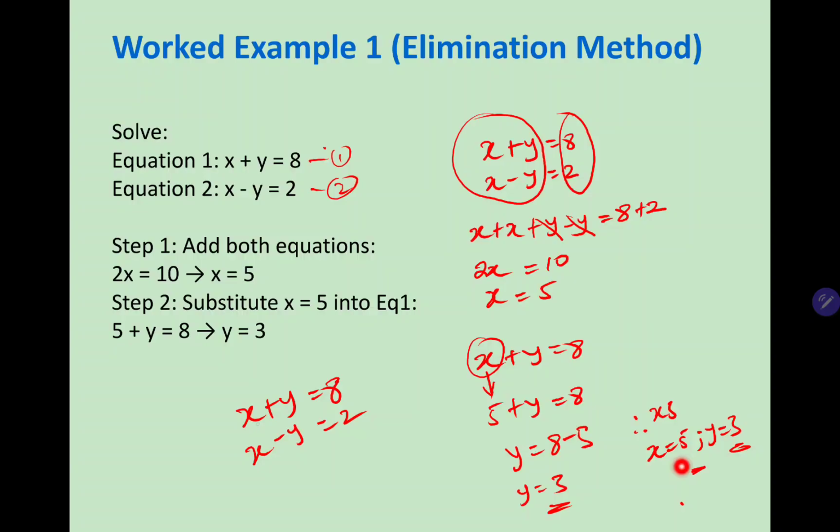If x is 5 and y is 3, then for the first equation, it will be 5 plus 3. Does it equal 8? Yes, that satisfies that equation. And for the second equation, x minus y is equal to 2. 5 minus 3 is equal to what? 2. So it tells us our answer is correct. This is how we use the elimination method in solving simultaneous equations.